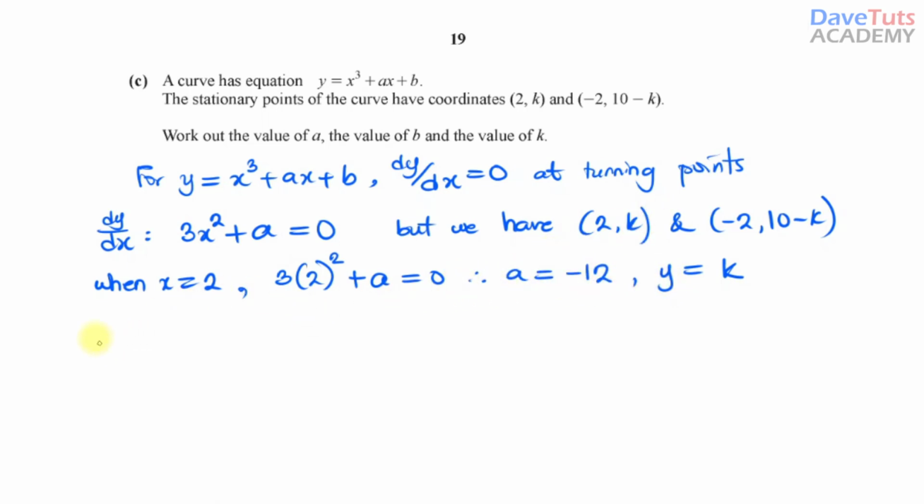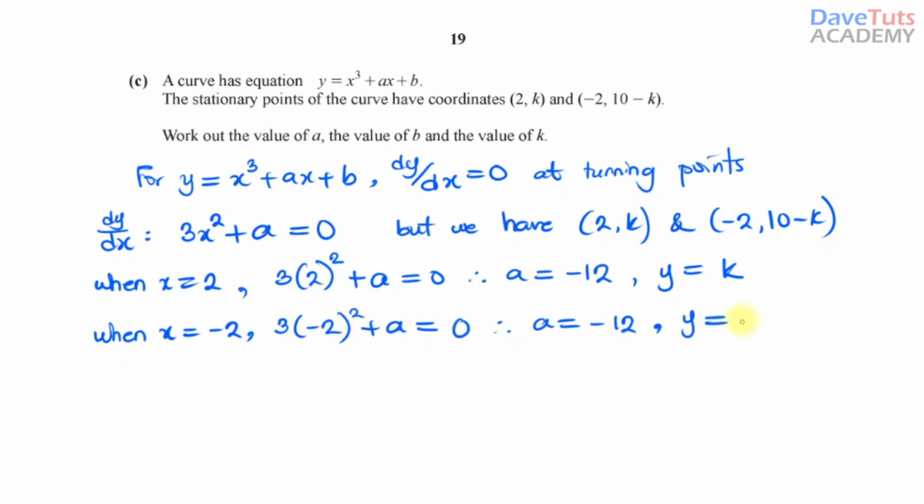Then in the second case, when we have x to be minus 2, what are we going to have at the turning point using this differential equation? We are going to have 3 multiplied by minus 2 raised to power 2 plus a is equal to 0, and then again a will still be the same answer. It will be minus 12, because minus 2 raised to power 2 is 4, 4 times 3 is 12. When we subtract 12 from both sides, there will remain a, this will be minus 12. But here the interesting thing is that y will now be 10 minus k, just as we are given originally.